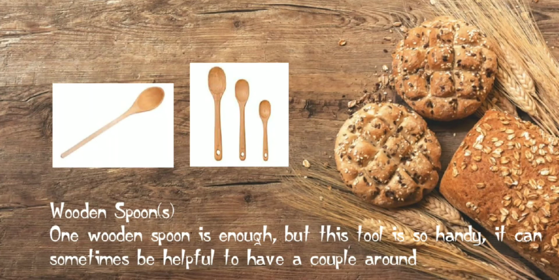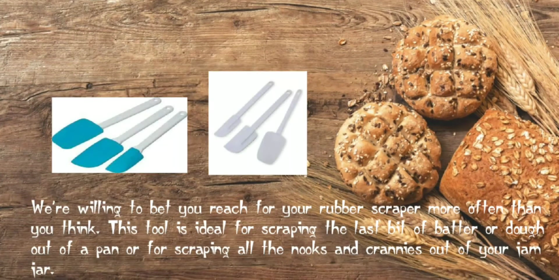Wooden spoon. One wooden spoon is enough, but this tool is so handy it can sometimes be helpful to have a couple around. Rubber spatula or rubber scraper. We're willing to bet you reach for your rubber scraper more often than you think. This tool is ideal for scraping the last bit of butter or dough out of a pan, or for scraping all the nooks and crannies out of your jam jar.